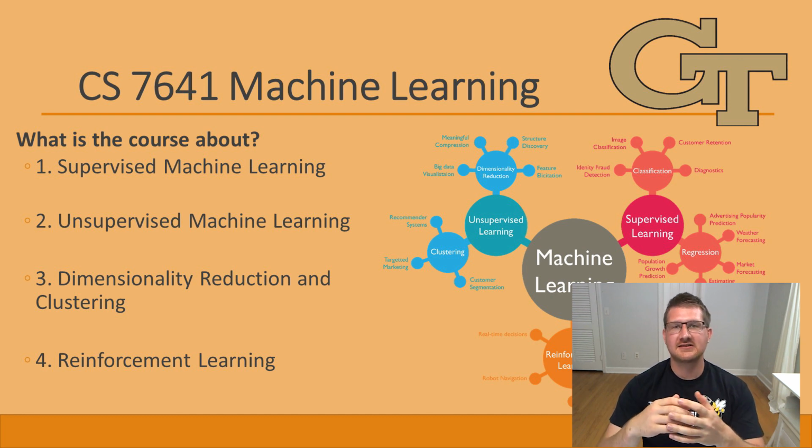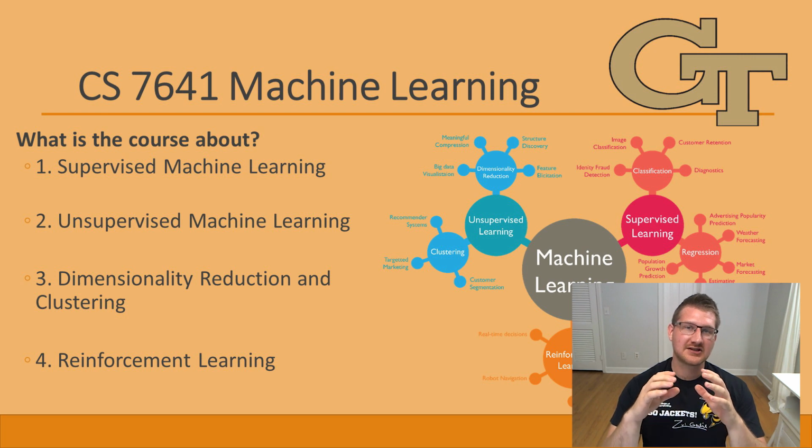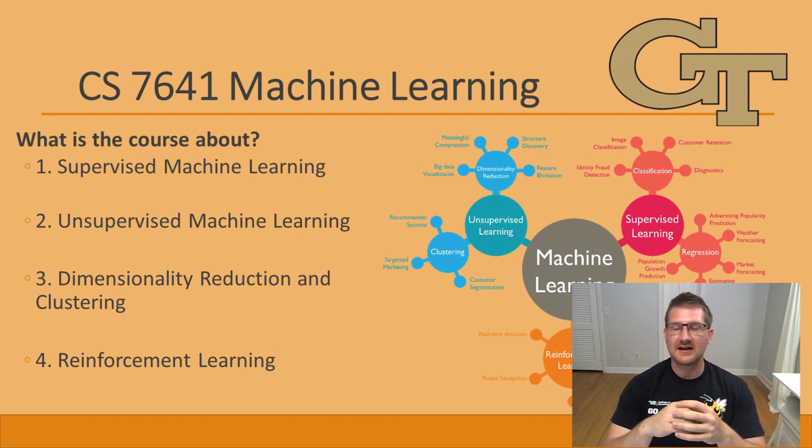So now into the class and what I thought of it. CS7641 Machine Learning. Like I said, I really think that this class is the core class in the OMSCS program, especially if you're getting a specialization in machine learning like I am. This class really has 4 focuses throughout the class, which are supervised learning, unsupervised learning, dimensionality reduction and clustering, and reinforcement learning. These are kind of the 3 to 4 main types of machine learning algorithms in total that we've discussed a little bit in other videos, but this class really gets into them and it's really the focus of the course.